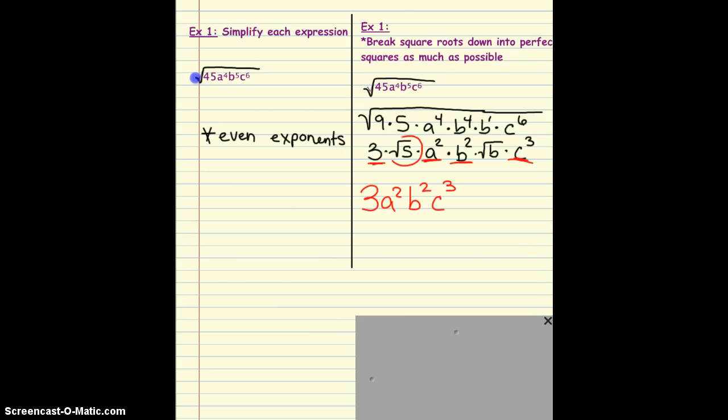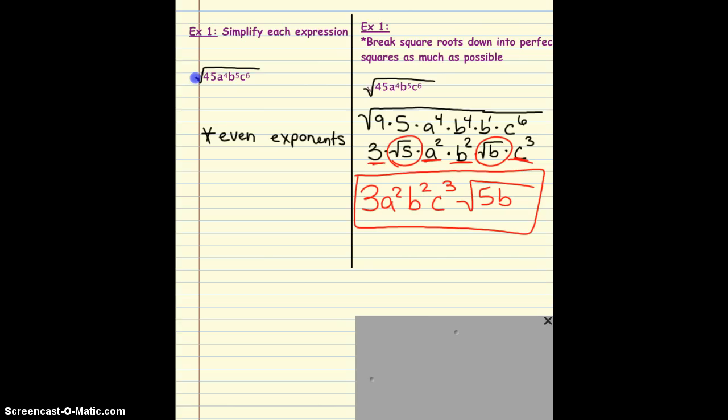Then we're going to go back and put everything that's under the square root under the square root. So it's going to be square root of 5b. So if we simplify square root of 45, a to the 4th, b to the 5th, c to the 6th, we get 3a squared, b squared, c to the 3rd times square root of 5b. So there is our answer.